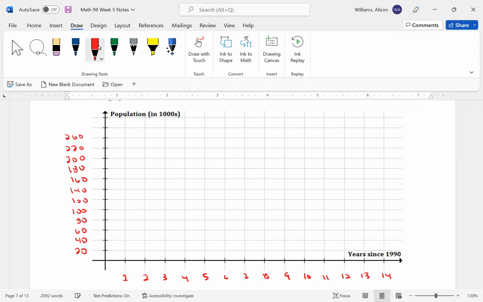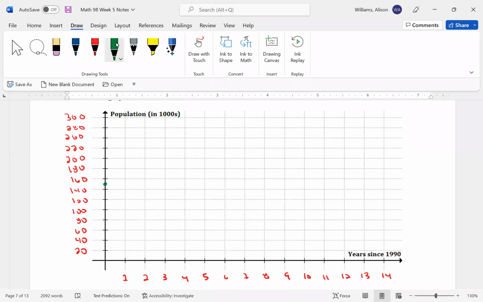260, 280, 300. So it makes more sense to go higher on this one, up to 300, because this is a growing population, right? So the trend is that it's getting bigger. So it makes sense to go substantially above the values that we're going to plot. Okay, so in year 0, it was 150,000.